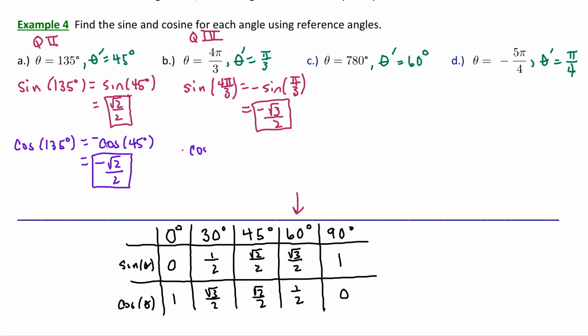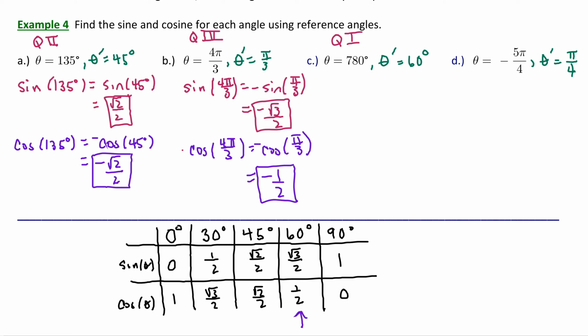Cosine of our given angle 4 pi over 3 will be in terms of cosine of the reference angle pi over 3. However, in quadrant 3, cosine is negative, so we're going to find the opposite of cosine of pi over 3. Cosine of pi over 3 is a half, so cosine of 4 pi over 3 then will be negative 1/2.